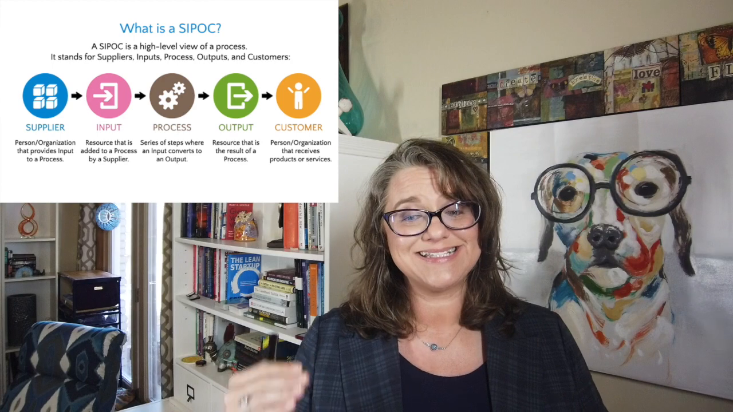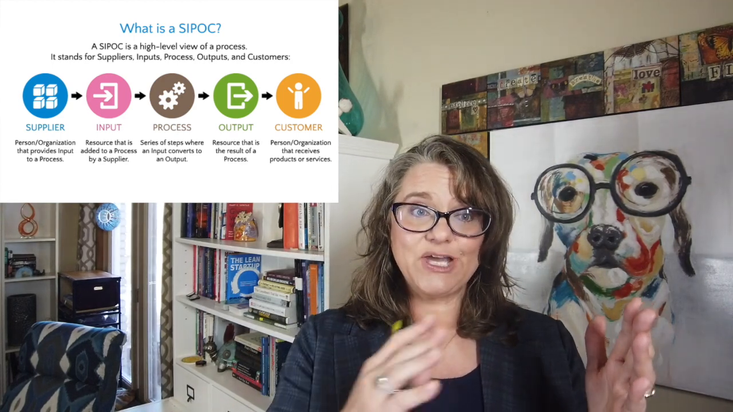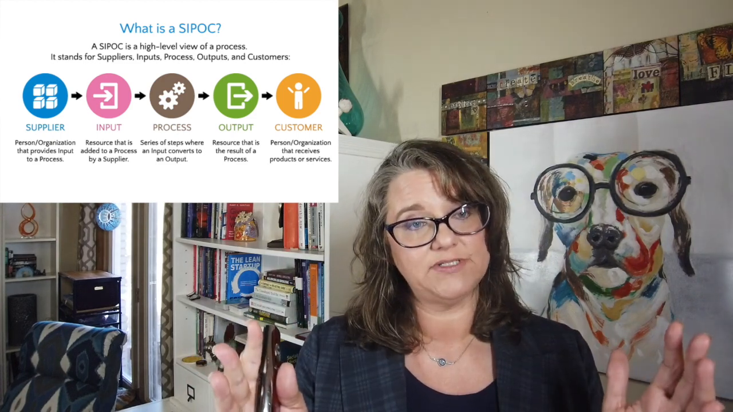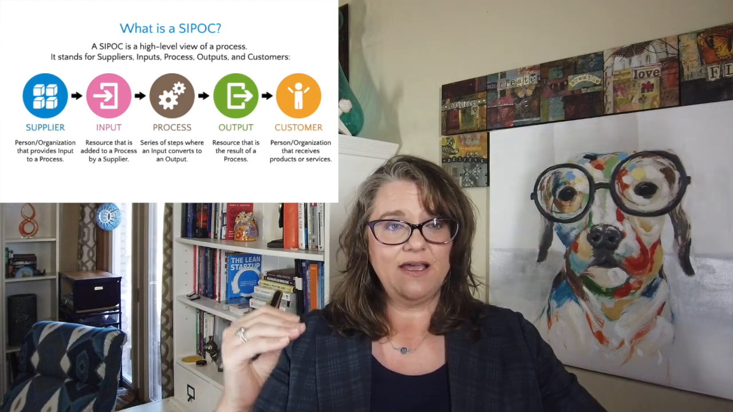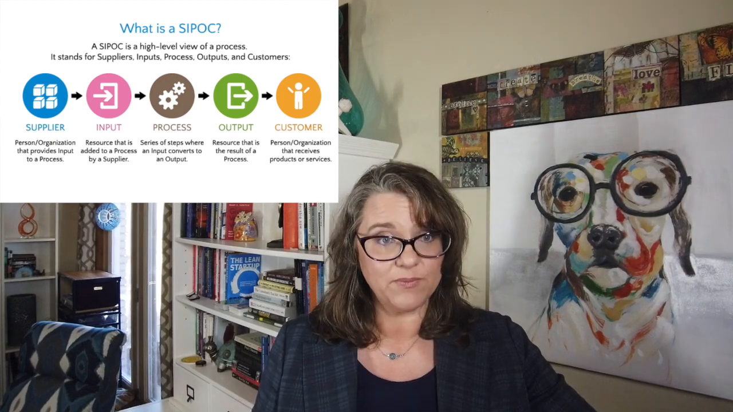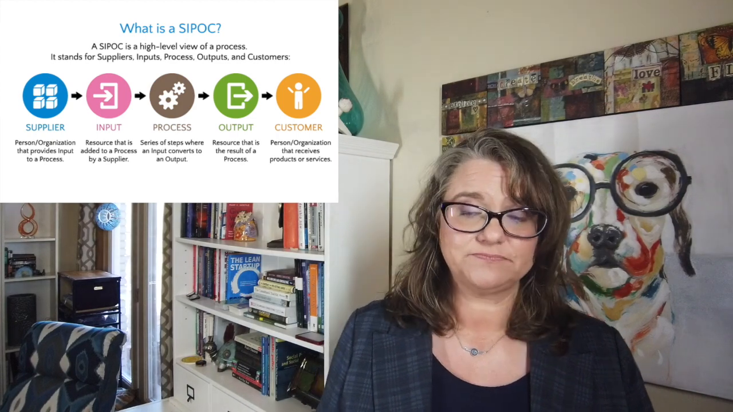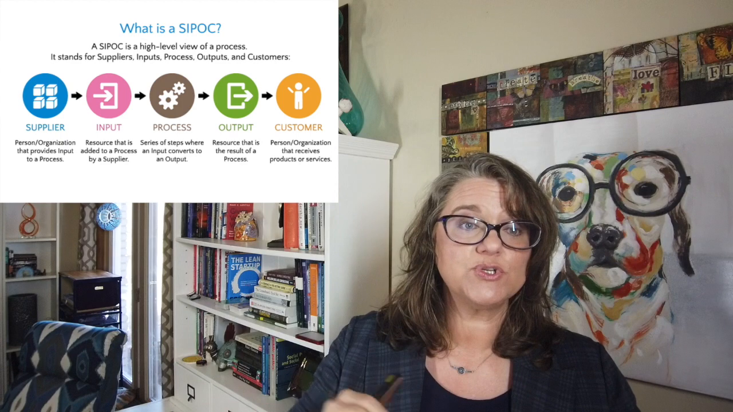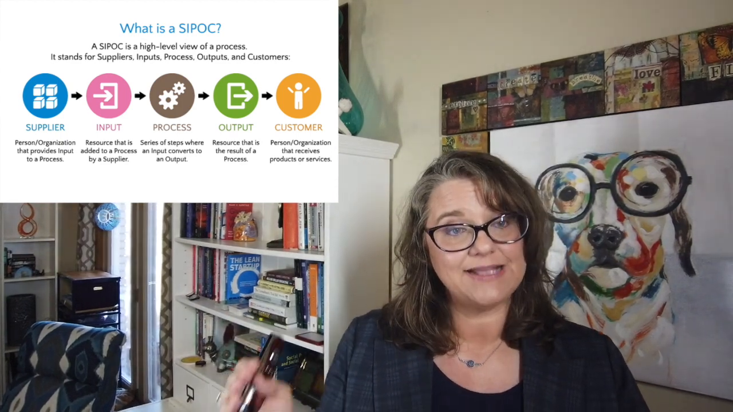P is the process itself. So the series of steps where I take my inputs and I convert them to the output, right? So what process is involved in that? These really in a SIPOC, it's the high level steps, the larger steps in the process. Then the O stands for output. So what is actually coming out of that process? What's the output of the work? And then C stands for the customer, the end user, the person who receives this product or service, right? Who are they? And I define them.